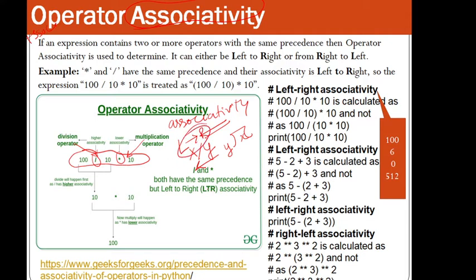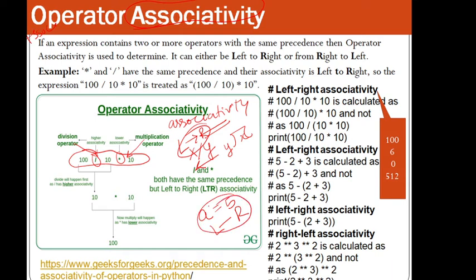Okay, so if you say the assignment operator a equal to 5, this is your left side, this is your right side. So this 5 is assigned to a, not a is assigned to 5. So this is right to left associativity.